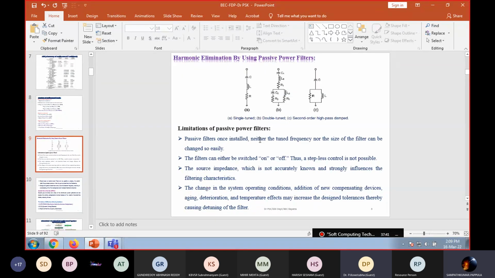In case of harmonic elimination using passive filters, figure 1 shows the single tuned, the second one shows the double tuned, and the third one is the second order high pass damped filter. There are some limitations in using these passive filters. Once installed, neither the tuned frequency nor the size of the filter can be changed easily. The filter can either be switched on or off, thus a step-less control is not possible. The source impedance, which is not accurately known, strongly influences the filtering characteristics. Changes in system operating conditions, addition of new compensating devices, and deterioration and temperature effects may increase the designed tolerance, thereby causing detuning of the filters.